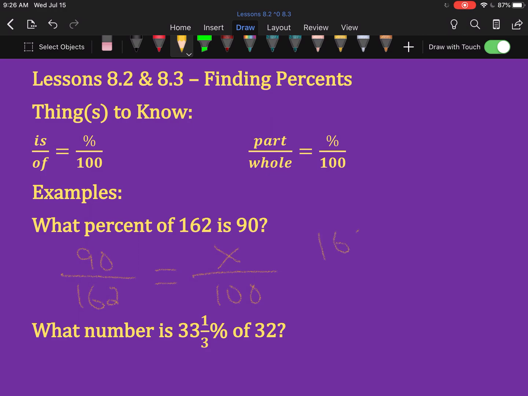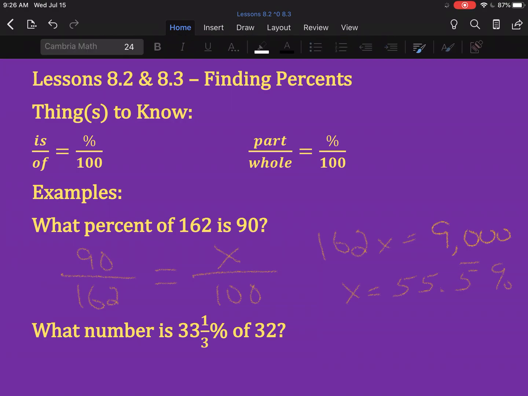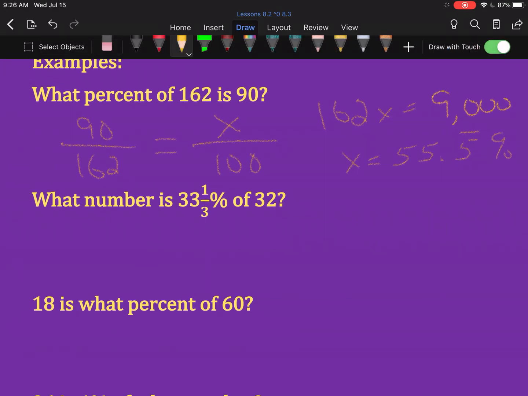So when we cross multiply, we get 162x equals 9,000. And here is where the calculator saves us a lot of time. 9,000 divided by 162, x is 55.5 repeating percent. Yes, it's 5 repeating. Yes, I'll take 55.6 if you round it. All of these are proportions. All of them get 100 on the bottom.